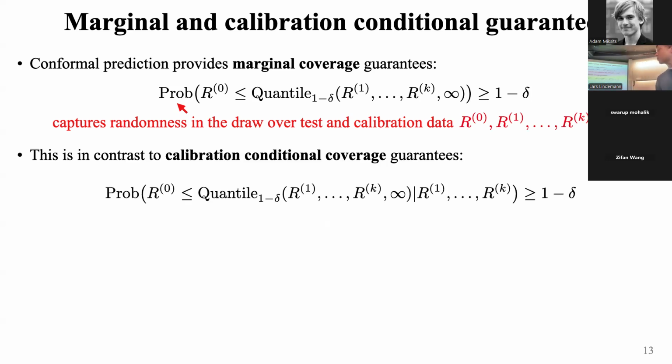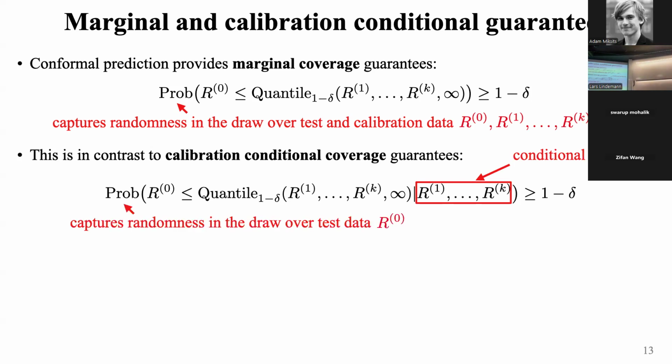And this is in contrast to calibration conditional coverage, which we would ideally like to have. We would like to have guarantees of the form, given a calibration data set, this guarantee here holds, right? Where now the randomness in the probability is only in the draw over the test data. This is what we would ideally like to have. Here you have a calibration data set, and then whenever you use that, you get these guarantees, right? However, it turns out that this is impossible to obtain without making quite restrictive assumptions.